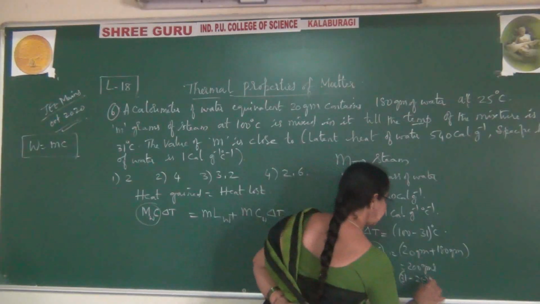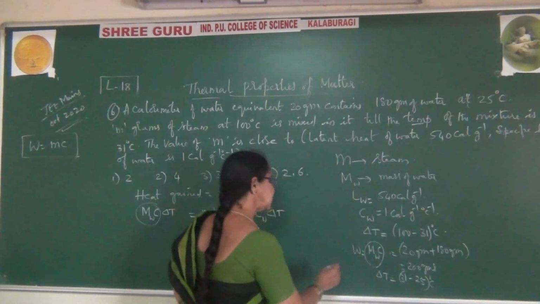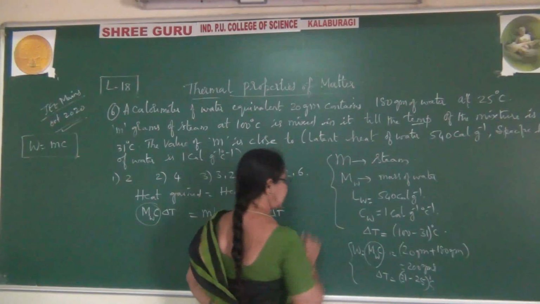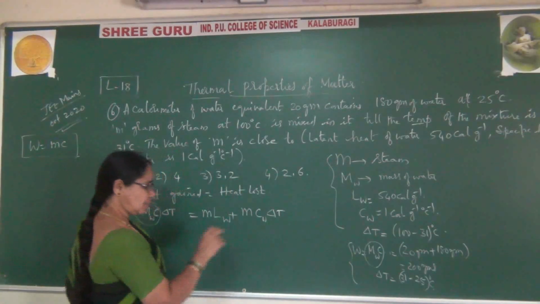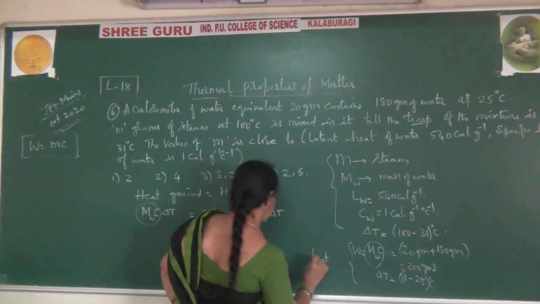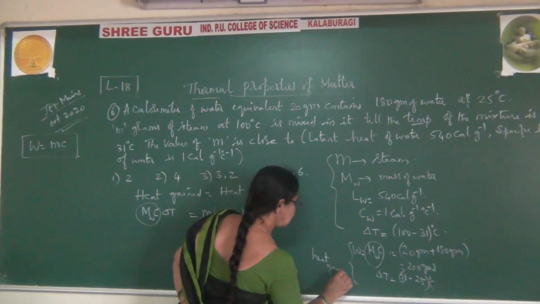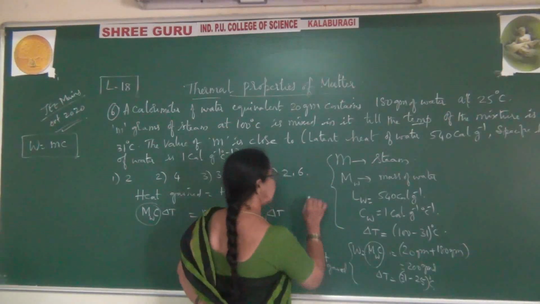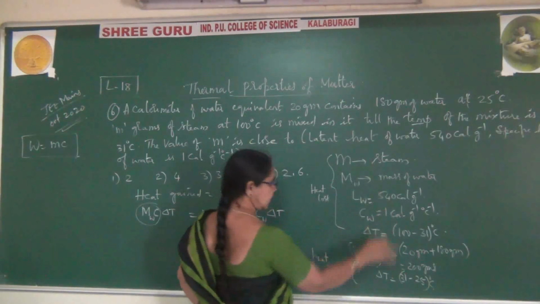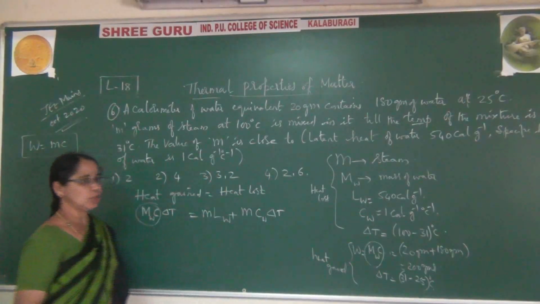So this is degree centigrade. So these are the things, this is for this step, and all these are for the heat lost. That is for heat gain, this is for heat gained, and this is for heat lost. Hope you understood what I have written here, all these things. Now you understood what all those things are.